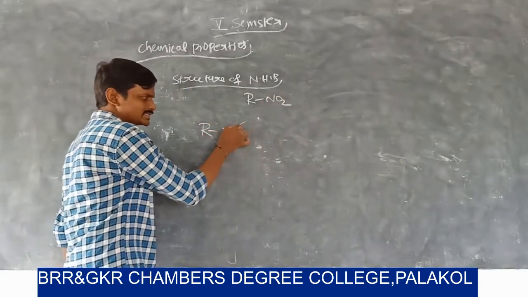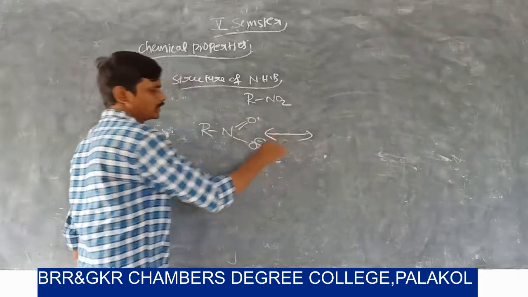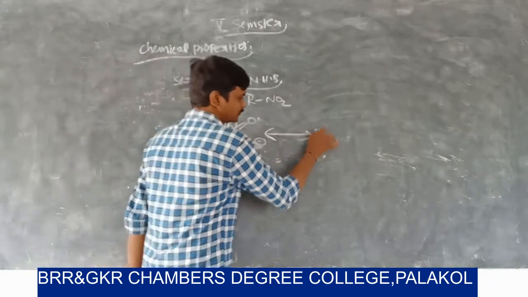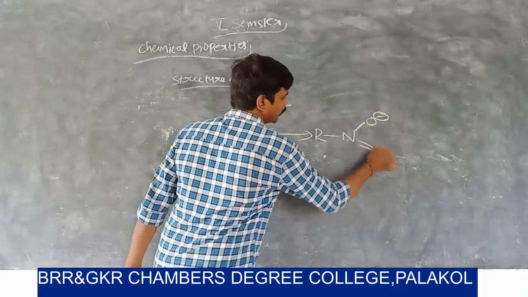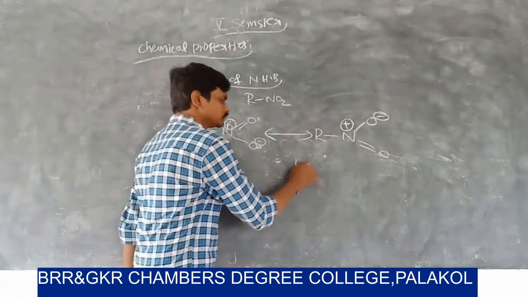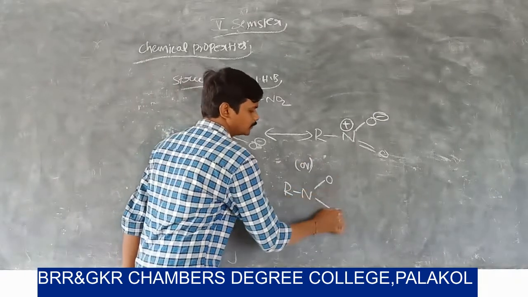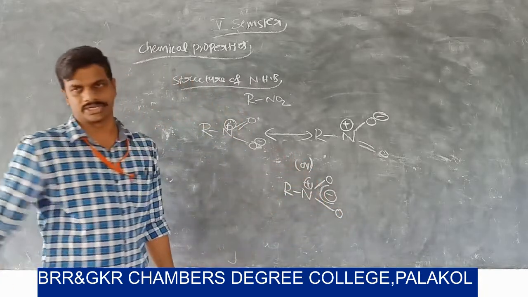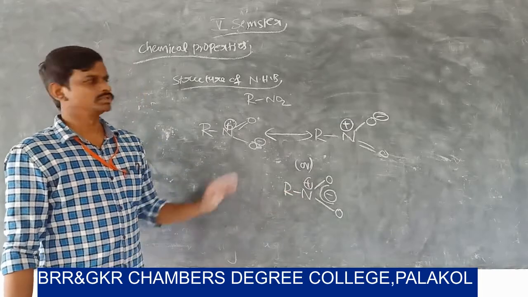Nitrohydrocarbon is a resonance hybrid of two structures. That means the nitro group is written as N double bonded O and N plus. Simply it is written as NOO, and the negative charge is delocalized on the oxygen atoms. So this is the resonance hybrid of these two structures.